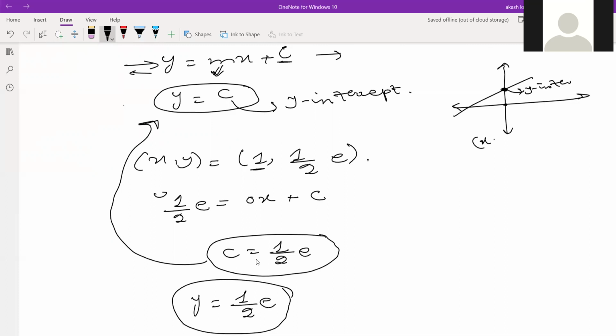Yeah, because the slope is 0, so there's no slope. Yeah, because we used only one value. The other value will be used for x as well, but slope 0 makes the x value, whatever we use, doesn't make sense. So it was 0 here. So c equals half e. That was the only value that was used. Is it clear?